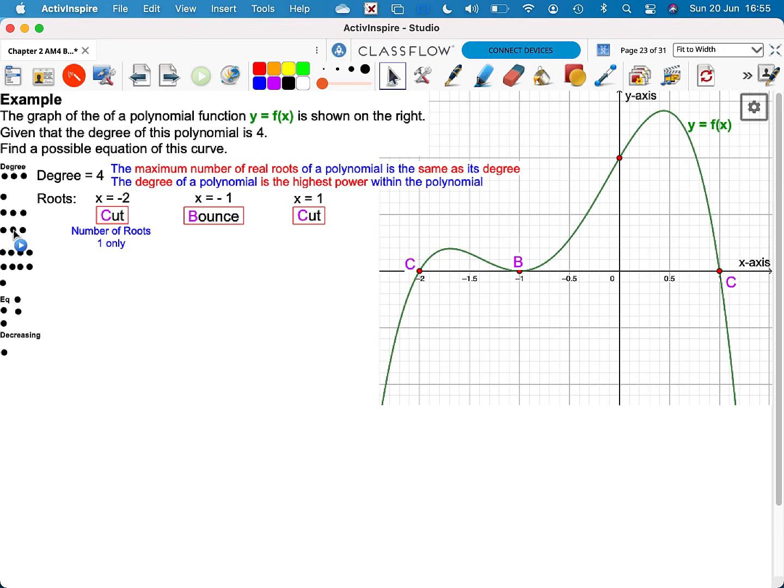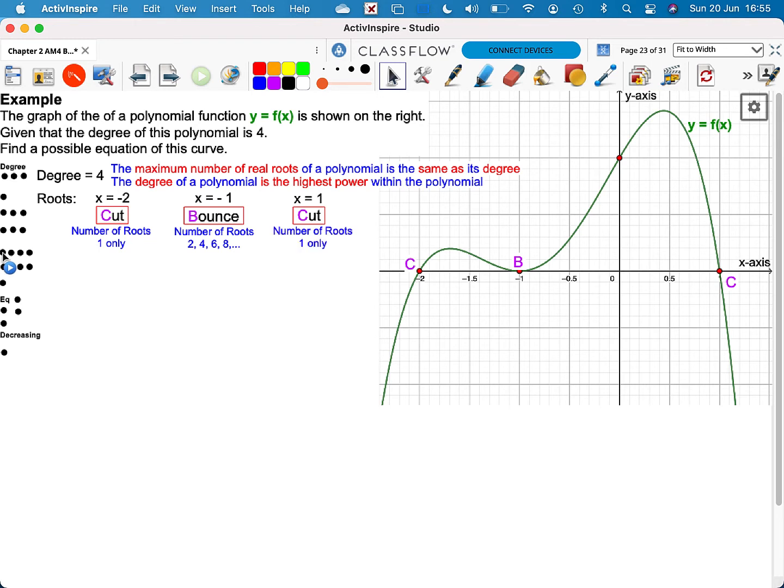What do we know about a bounce? Well, I'm going to pause, let you write down what you think the answer is. You should have learnt it from the previous example. A bounce is where it can have 2 roots, or 4 roots, or 6 roots, or 8 roots, etc., i.e. an even number of roots. Of course, we've already discussed cut. A cut is where there is only one root.